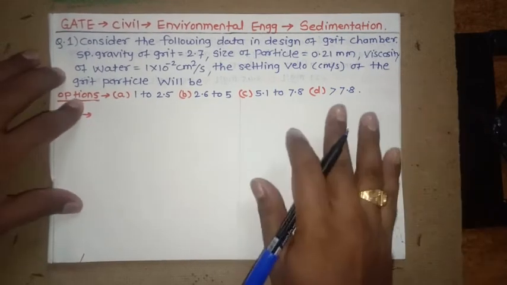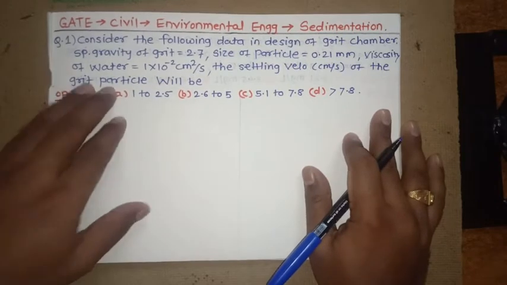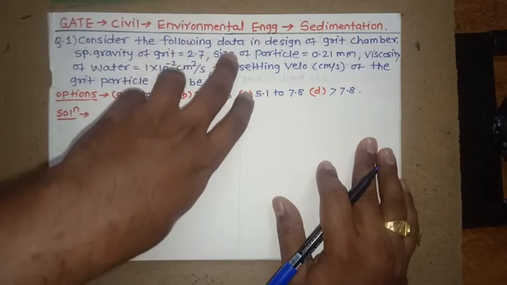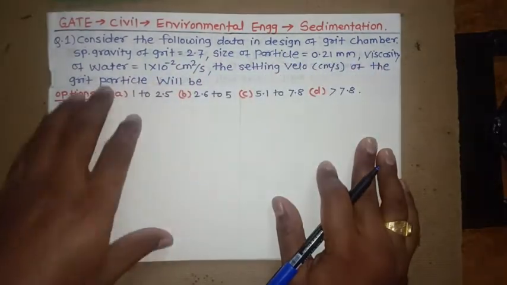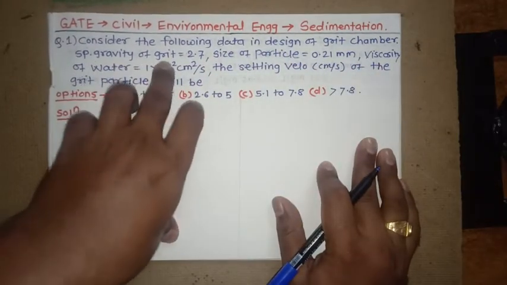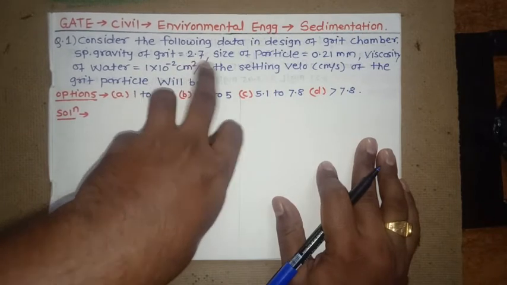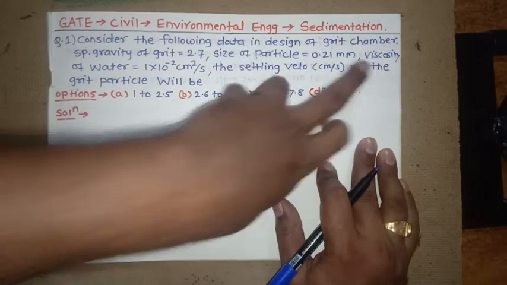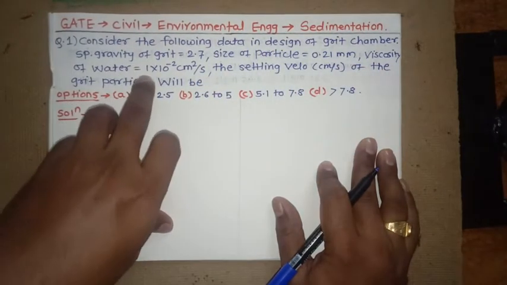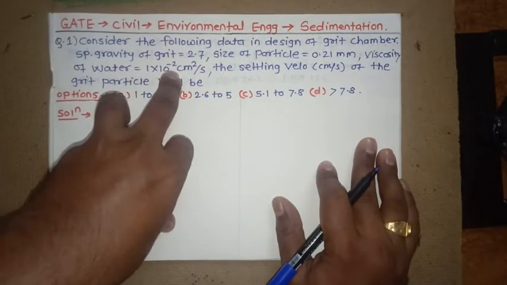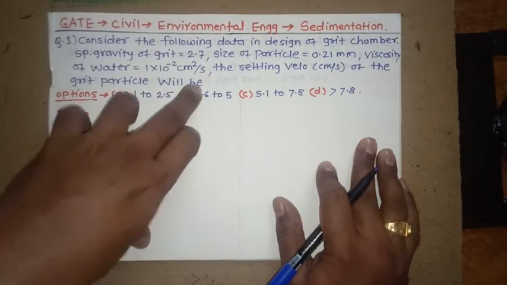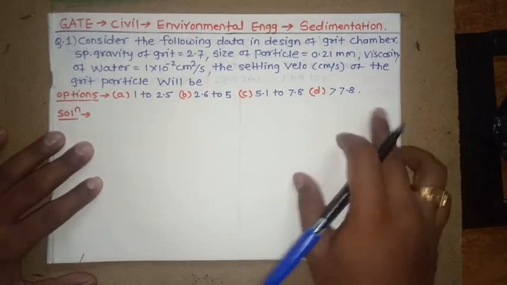This is a GATE question from a previous examination. The question is: consider the following data in the design of a grit chamber. The specific gravity of grit is 2.7, the size of the particle is 0.21 mm, and the viscosity of water is 1 into 10 raised to minus 2. The settling velocity of the grit particle will be, and there are 4 options.